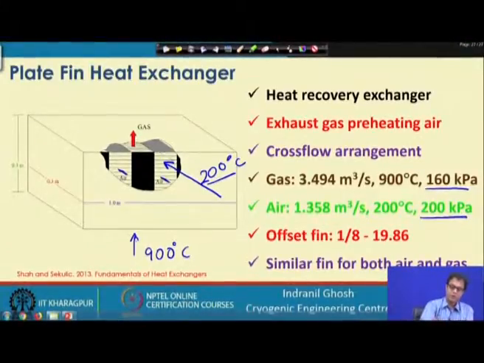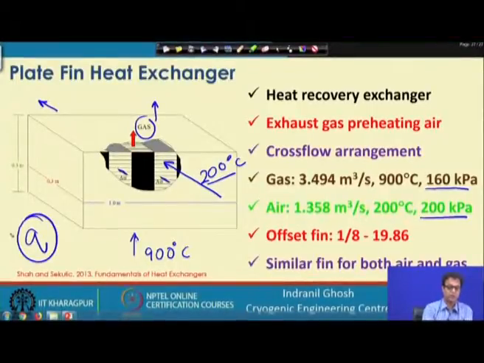Now what we need to find out is the exit temperature of the air and the exit temperature of the gas. When we know the exit temperature of each fluid, we would be able to find out the capacity or the rating of this heat exchanger, how much is the heat load of this particular exchanger. Looking at this problem, it is not difficult for you because of your previous knowledge.